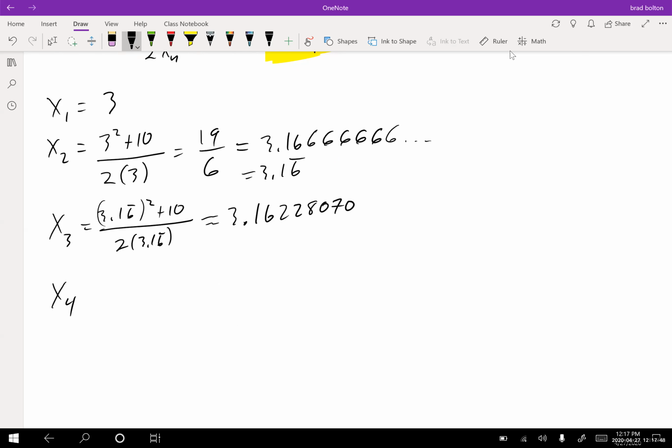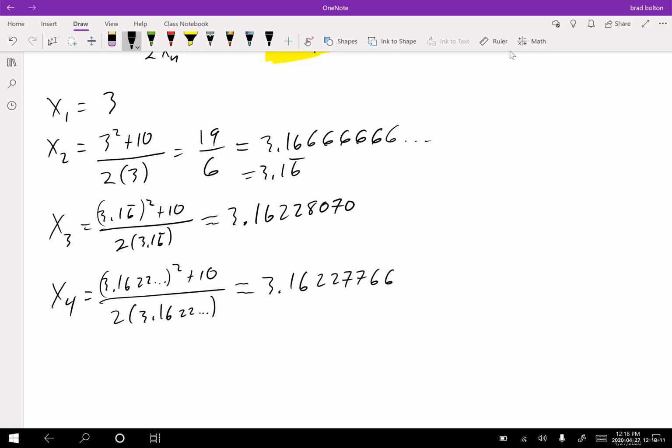Not good enough, right? Because I need it to match 4 decimal places. So we're going to do 3.1622 squared plus 10, all divided by 2 times 3.1622807. I'm not going to write it all out. When we do that, we get 3.16227766. Now this looks like good news, because I see these 4 decimal places are the same as these 4 decimal places. That means I have my answer.